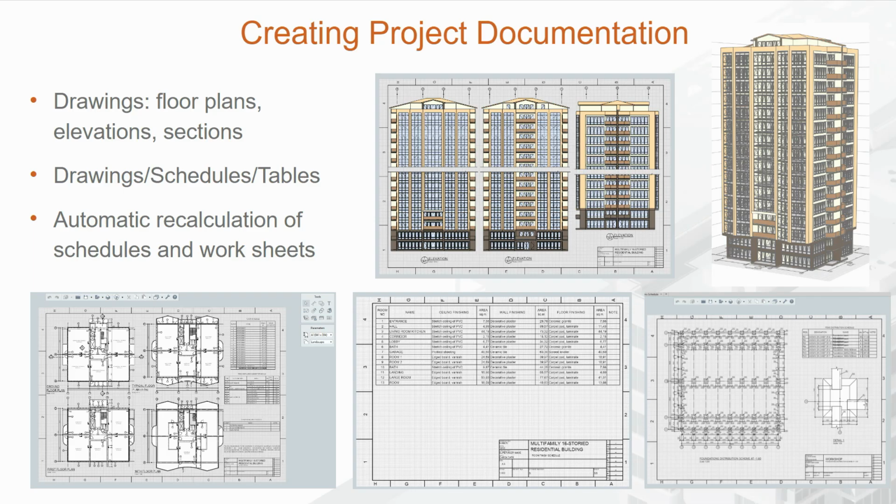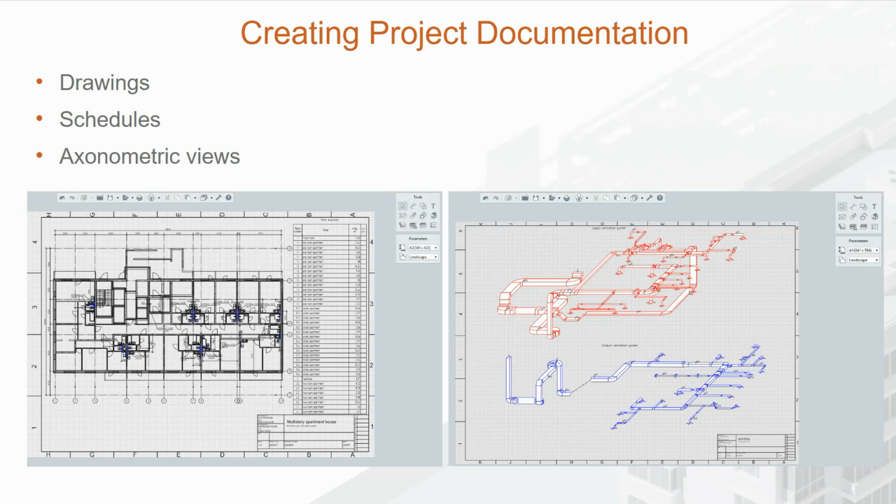The built-in drawing editor automates the creation of project documentation. Floor plans, elevations and sections are automatically retrieved right from the 3D model. The schedule tool is used to perform accurate structure volume and material quantity calculations. This tool automatically collects object data and generates reports in table format. If changes are made to the 3D model, the schedules will be recalculated automatically and the drawings will be updated as well. Automatic generation of axonometric diagrams is additionally available for internal engineering systems.